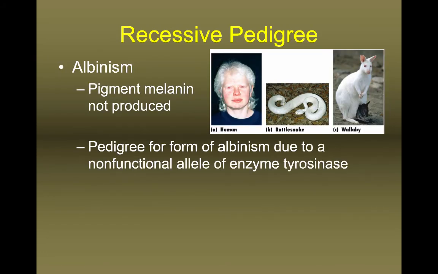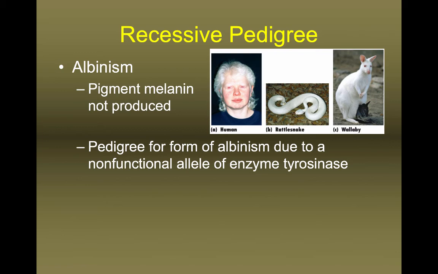Now, albinism is a really good example, a classic example of a recessive type allele. To be albino, you have to have a complete lack of the allele that you need to make melanin in your skin, in your eyes, in your hair, in your fur, your feathers, your scales, whatever other coverings you have as an animal. Other animals can be albino as well.